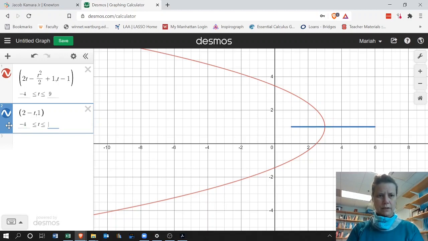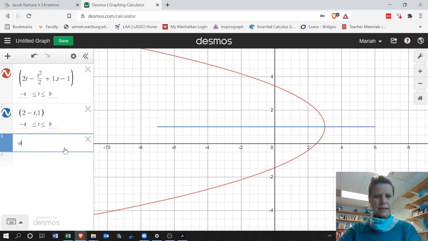Okay, so that doesn't actually give us information. So what I did was I said, what I really want is a vector that starts at 0 and goes to some point here. And so what I did was I said, I want a slider.